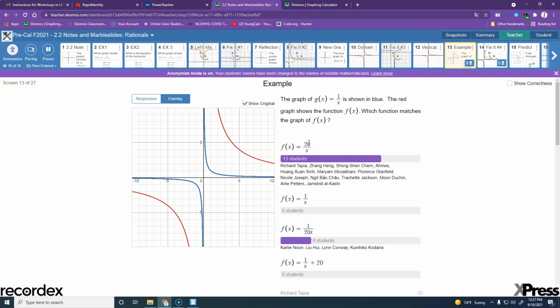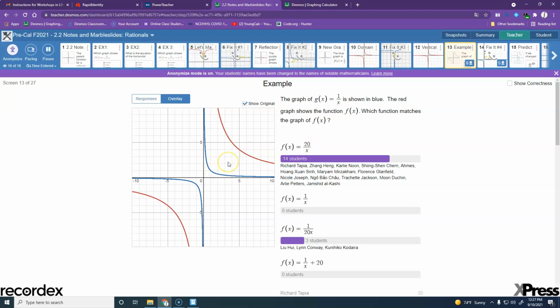Rationals are hard to think about what they look like. Really hard to think about what they look like, in my opinion. So one thing you can do if you're having a little trouble, because it looked like those of us that did not think it was 20 over x chose 1 over 20x, which is good because this plus 20 here would move up, right? And you guys recognized that was not correct. And this one, of course, is the original.